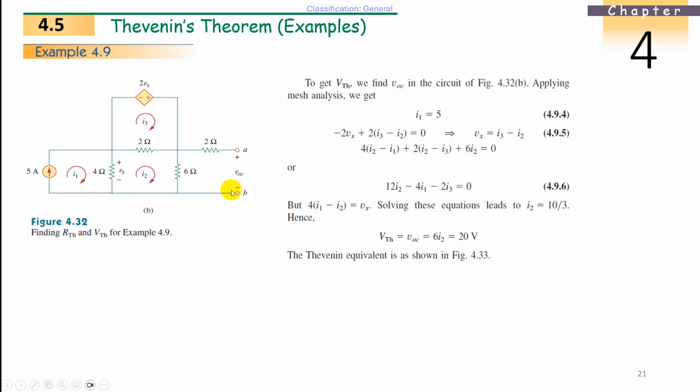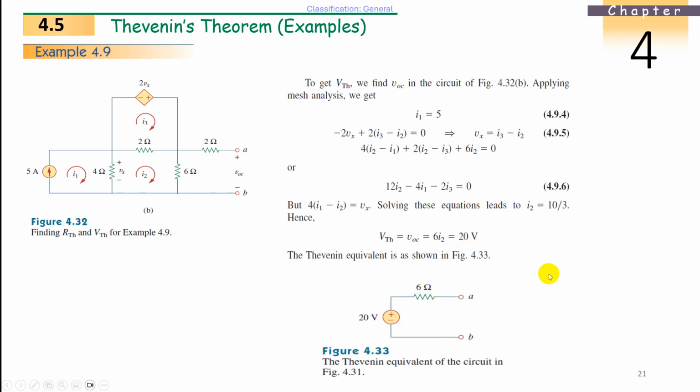Now, VThevenin is nothing but 6 times I2, the current entering. So VThevenin is 6 times I2. What is I2 here? 10/3. So 3 goes into 6 twice, and 2 into 10 is 20. 20 volts is VThevenin. Then we got VThevenin as 20 volts. RThevenin we got, I think, 6 ohms.